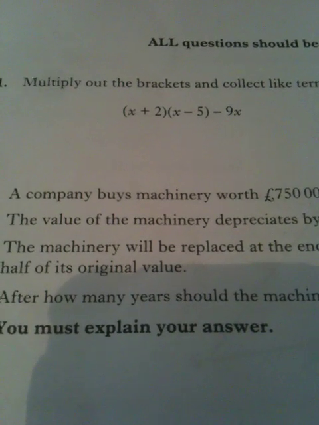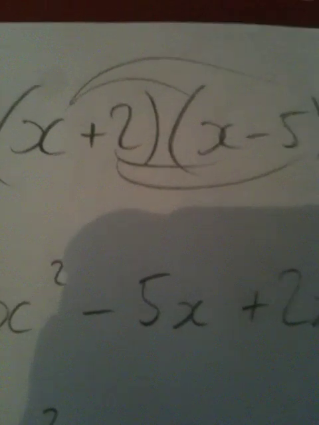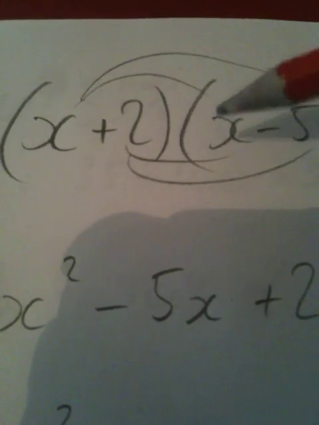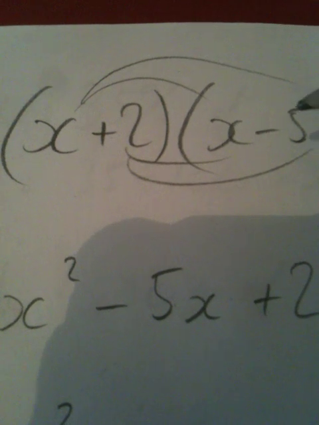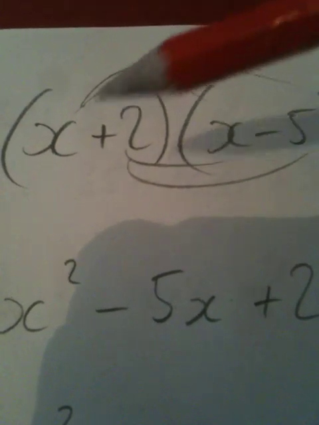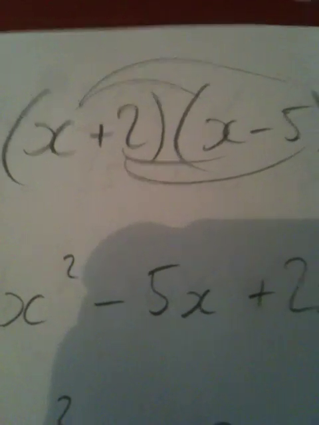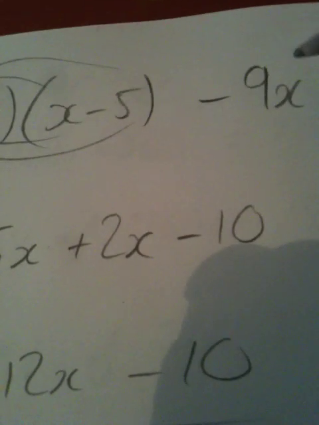So we've got x plus 2, x minus 5, we multiply that out, I would call that FOIL. Then we subtract 9x. So the FOIL thing I just mentioned, you do the first bit in each bracket, the outside bit, the inside bit, the last bit, multiply them all together. Or some people like to call it the rainbow thing, or the moon thing. And then after that we subtract the 9x.